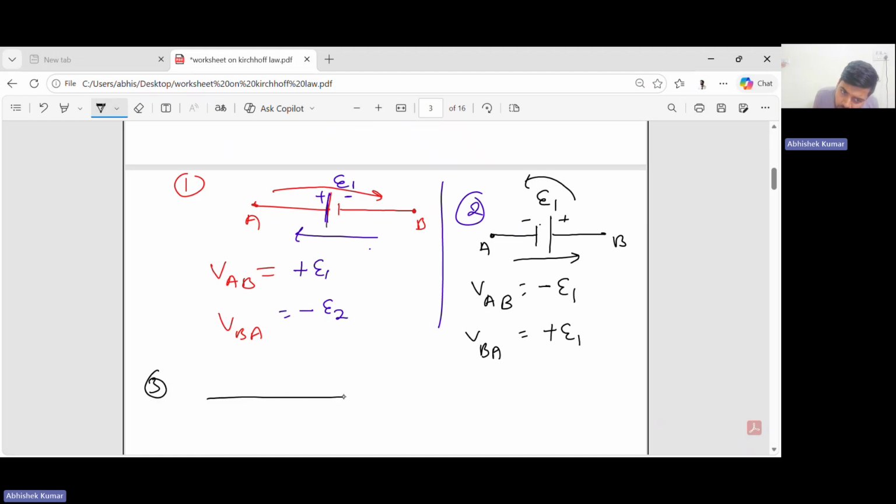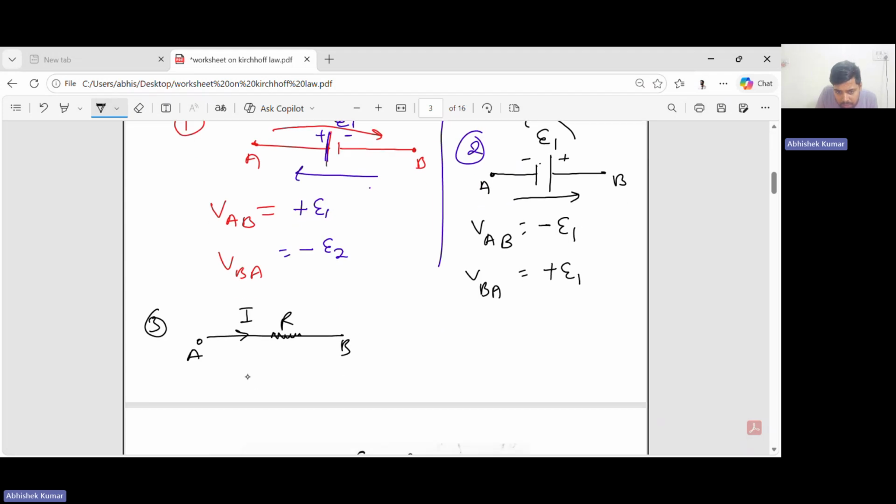Direction of current: always you take the positive. Suppose the resistance is there like this, R, and that current is going I. So you are moving from A to B. When you go from A to B, what will you take here as the potential? The same as the direction of current, same, so it is IR.